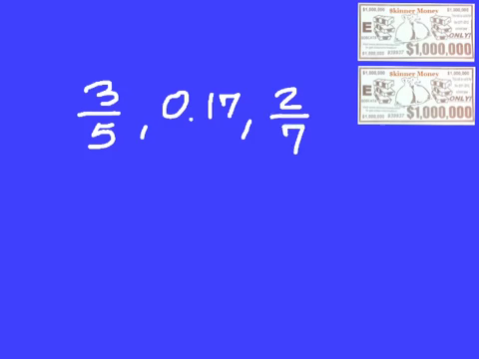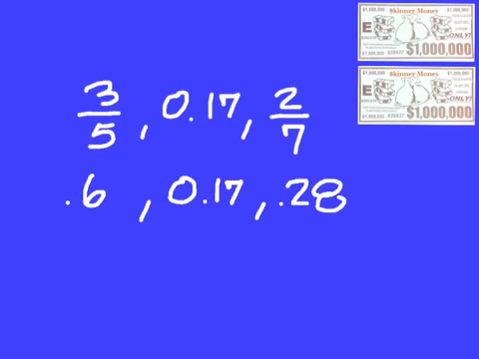Practice problem number 3. 3 over 5, 0.17, 2 over 7. The solution for the practice. For 3 over 5, that's 0.6, and then of course this is already in a decimal form. And then you have 2 over 7. Find that on the calculator and come back with 0.28 rounded. We'll just leave it as 0.28. It's actually 0.285, but we won't round up. There's no need to here.